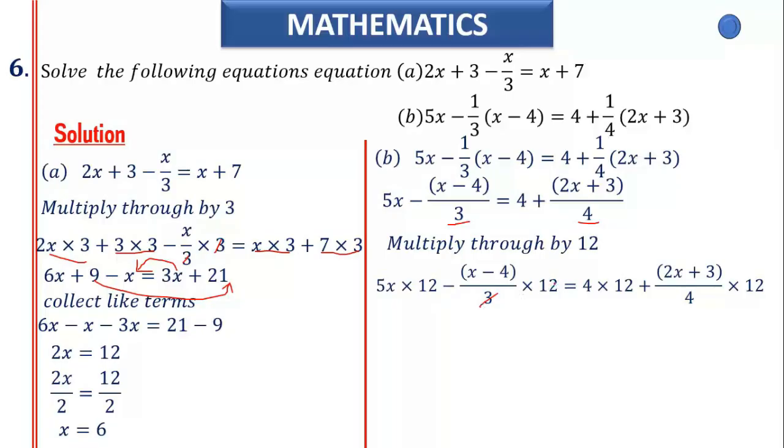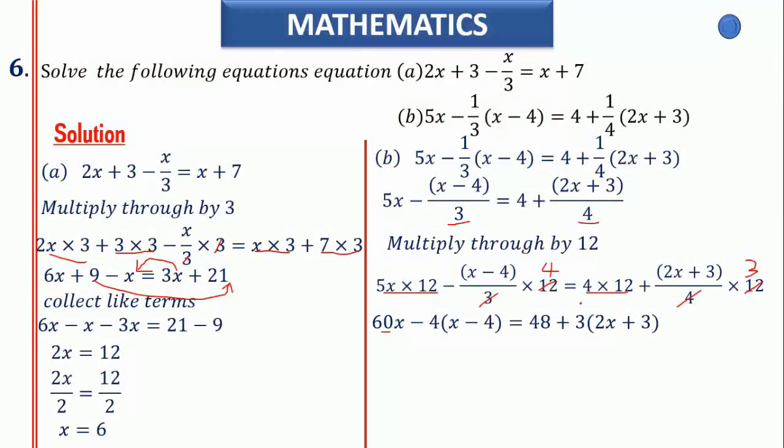3 can cut 12 here, that will give you 4, and 4 can cut 12 here, that will give you 3. So we can then go ahead with the resulting value. So 60x, that's 5x multiplied by 12 will give you 60x, and then minus 4 will come to the back here. So for multiplying this, don't forget the sign is here. Everything is to be considered together. Okay, so the same thing goes with this.